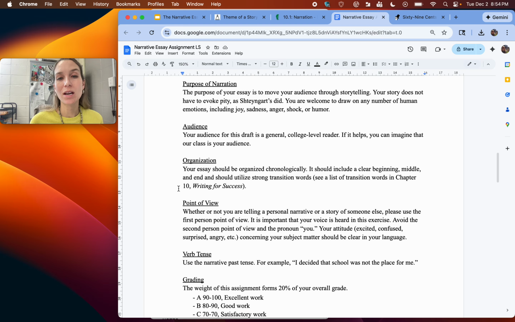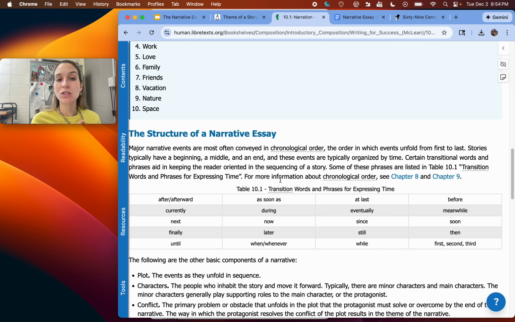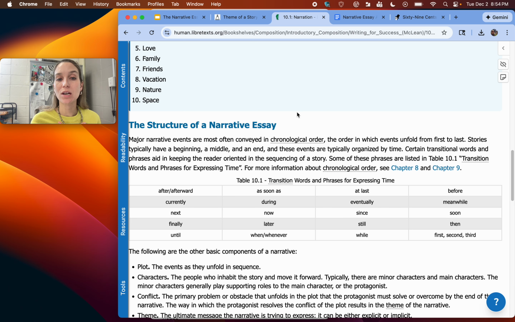Your essay should be organized chronologically with a clear beginning, middle, and end. Also, as we talked about in class, your writing should utilize strong transition words. And you can see a list of some really great transition words from our textbook in chapter 10 right here.